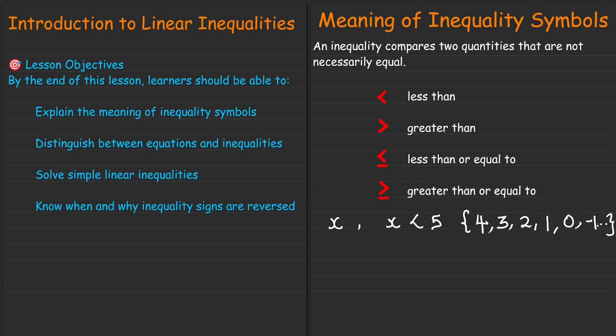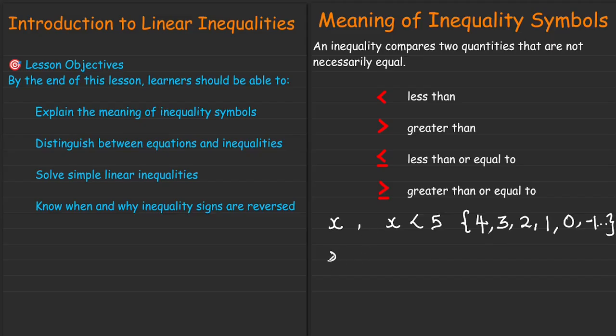Now, all these numbers here are less than 5. 4 is less than 5, hence it will satisfy what we've written here. 3 is less than 5, so it will also satisfy x being less than 5. 2 is less than 5. So all these numbers satisfy.